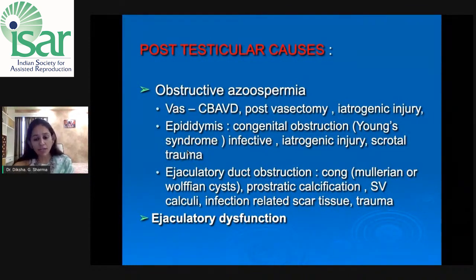Then there can be an ejaculatory duct obstruction, which can be congenital if there are any Mullerian or Wolffian cysts. These are midline cysts which can obstruct the ejaculatory duct. Any calcification in the prostate, seminal vesicle calculi, infection-related scar tissue, and trauma are the other causes.